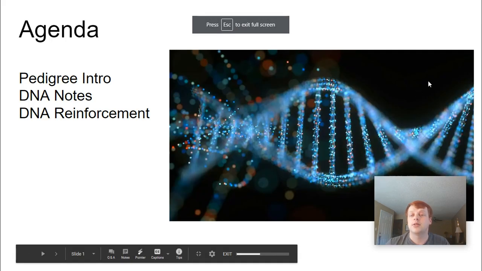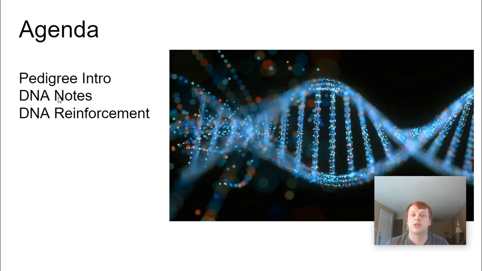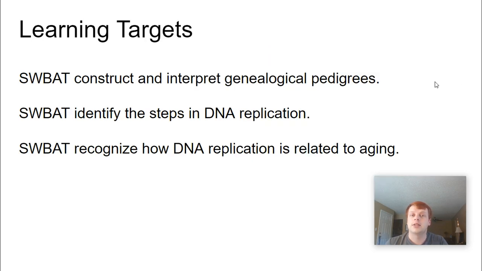All right, so today again, we're going to discuss pedigrees pretty briefly. We'll do some notes on DNA, and then you guys will do a reinforcement sheet to make sure you understood what we discussed in class today. So you guys are going to be able to construct and interpret pedigrees, which show genealogy. That's like traits that are inherited through generations. You'll be able to identify steps in replication and recognize how DNA is related to aging.